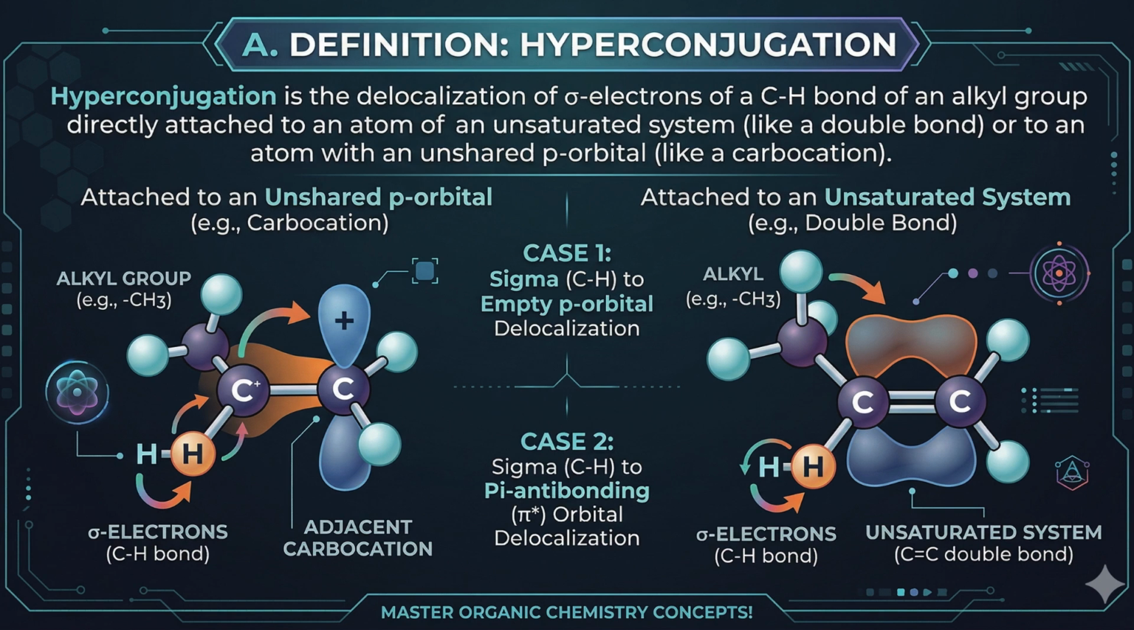Hyperconjugation is the delocalization of sigma electrons specifically from a C-H bond of an alkyl group. This happens when that alkyl group is attached to an unsaturated system like a double bond, or to a carbon with an empty p orbital, like a carbocation. The sigma electrons from the C-H bond start to spread out into the nearby system. This spreading is called delocalization. Think of it like sharing pressure instead of one atom holding all the charge. Nearby bonds help distribute it. So remember, hyperconjugation equals sigma electron delocalization from C-H bonds to stabilize a nearby double bond or carbocation. That's why molecules with more alkyl groups are more stable, because they show more hyperconjugation.